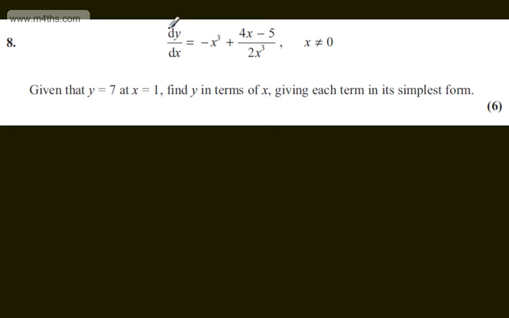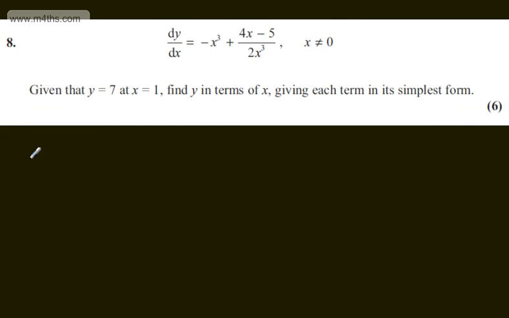This is question 8. We're given dy by dx is equal to minus x cubed plus 4x minus 5 all over 2x cubed, where x can't be equal to 0. Given that y is equal to 7 and x is equal to 1, find y in terms of x, giving each term in its simplest form. The question carries 6 marks.